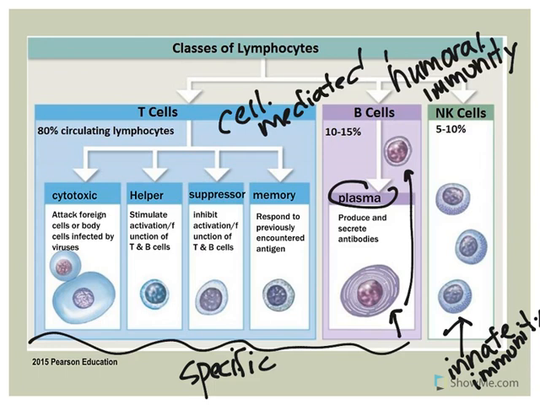So the cytotoxic T cells like to look at infected cells, virally infected cells. B cells tend to like more bacterial infections and things that are in our tissue fluids.